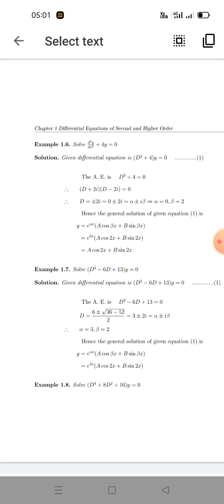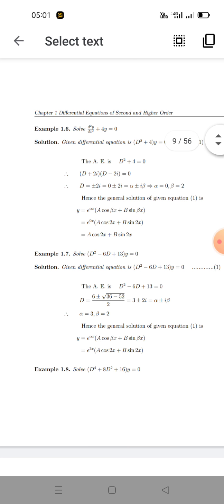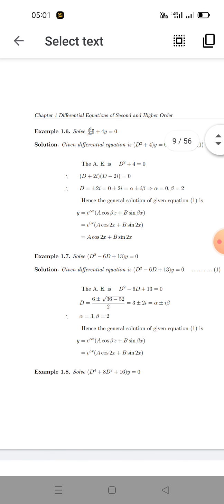So if the given equation has complex roots, then the complementary function is e raised to alpha x times (a cos beta x plus b sin beta x). Alpha is the real part and beta is the imaginary part.